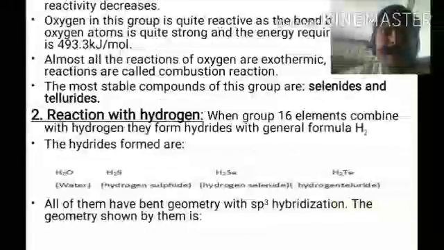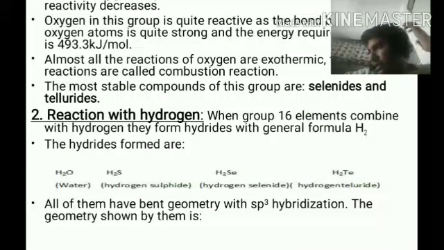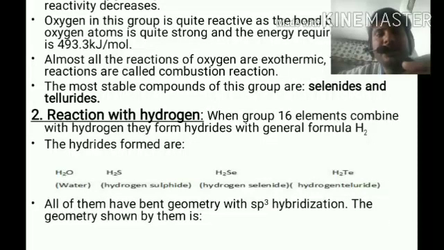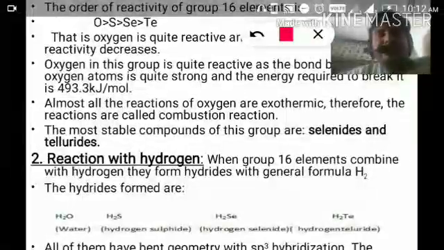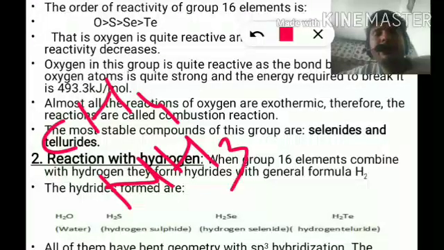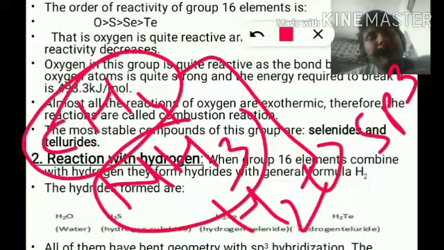The geometry shown by them is bent, and the reason behind that is that it contains two lone pairs of electrons. So there is a repulsion, and due to this repulsion, it shows bent geometry and sp3 hybridization. I think you know very well, we have three examples: methane, CH4, ammonia, and water. All three show sp3 hybridization, but the geometry of CH4 is tetrahedral, the geometry of ammonia is pyramidal, and the geometry of water is bent due to lone pair-bond pair repulsion.